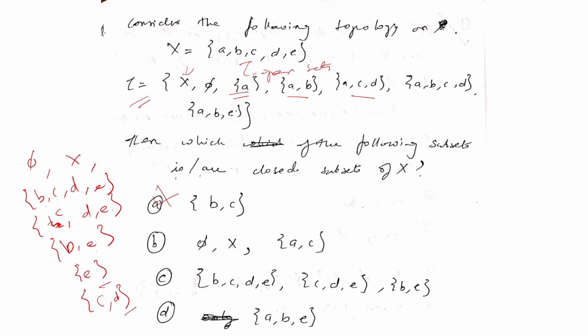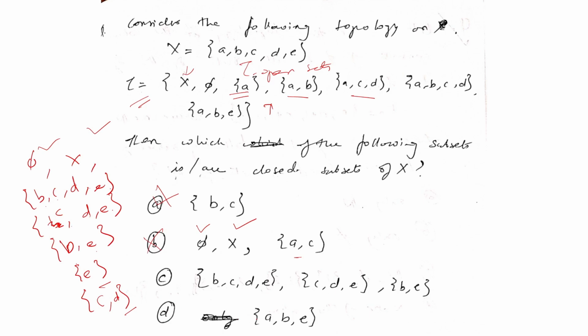So now here you will get these closed sets, right? The first one gets excluded. Although B, C does not belong to this set, it is neither the complement of any of these tau open sets, right? So this is excluded. Now similarly the second one, empty set and X, this belongs to these closed sets, but A, C is not there, right? So this option is also discarded.